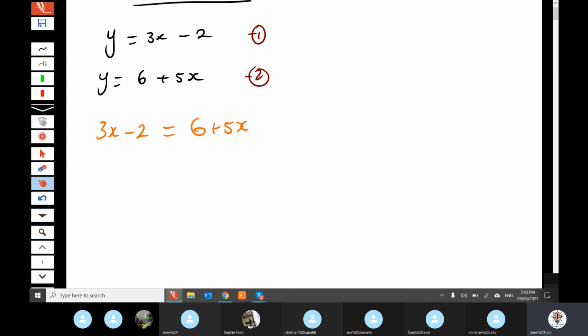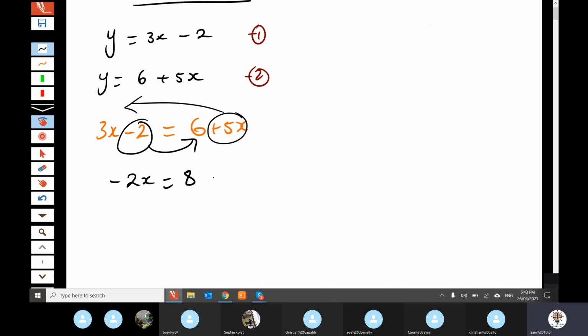5. I would have moved the 3. That's because I don't like negatives. I like positives, but it doesn't matter. You said move the 5. So move this guy over, and obviously you would have moved the minus 2 over. So 3 take away 5 is negative 2x. 6 plus 2 is 8. And then obviously the final step, x equals negative 4. Are we okay with that?